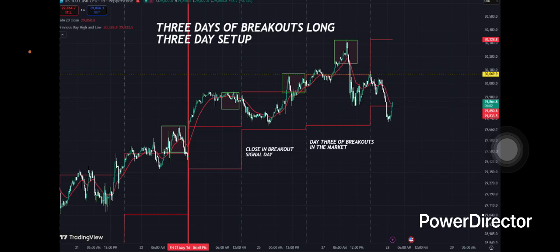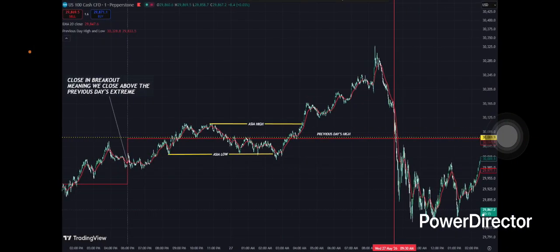With a close in breakout signal day on Tuesday. And a close in breakout just means we have closed above the extreme from the previous day. So if we have a close in breakout to the upside, that means that Tuesday has closed above the high of Monday. Now, the simple daily process is just marking off the high and low of the current day.